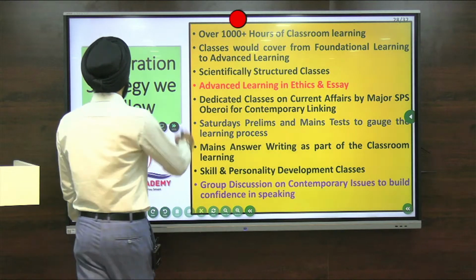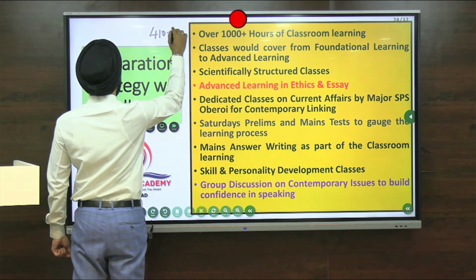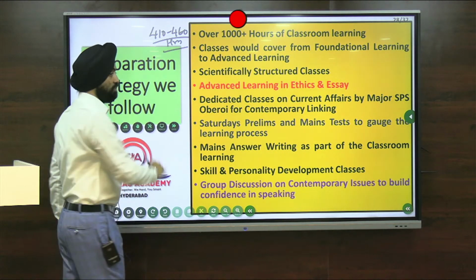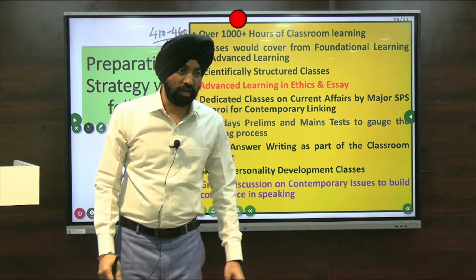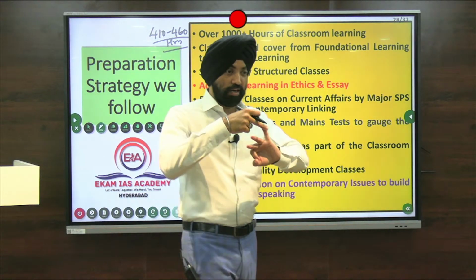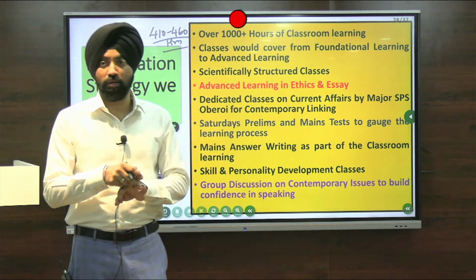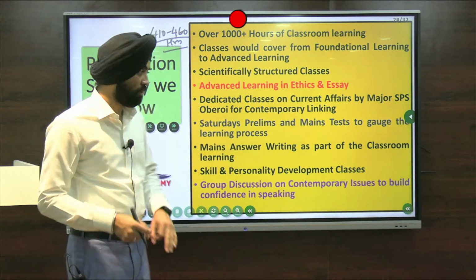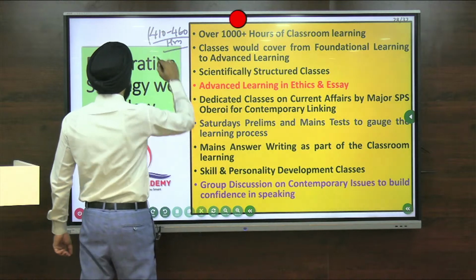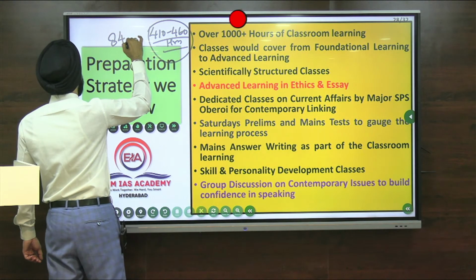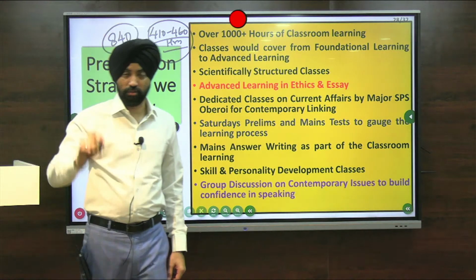History alone will take anywhere between 410 to 460 hours of classes. Just see the depth of the subject. As I told you, it is a 3-pillared approach: polity, history and economy. The thing is, you should not miss even one question in prelims. That is how these 3 subjects, polity, history and economy, combined together, give you 840 hours of classes.